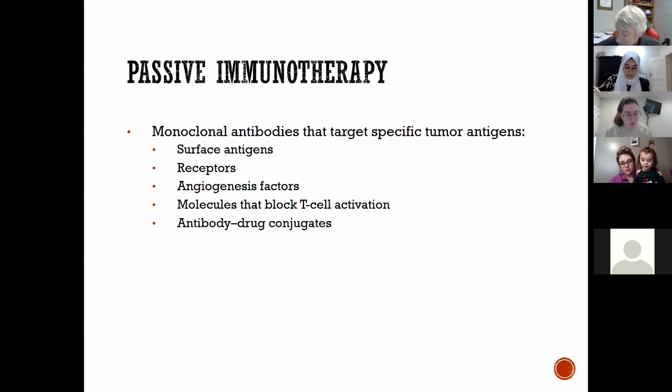Alemtuzumab is a monoclonal directed against the mature lymphocyte antigen, CD52, used to treat chronic lymphocytic leukemia, CLL, and T-cell lymphomas. So again, a highly used monoclonal antibody.